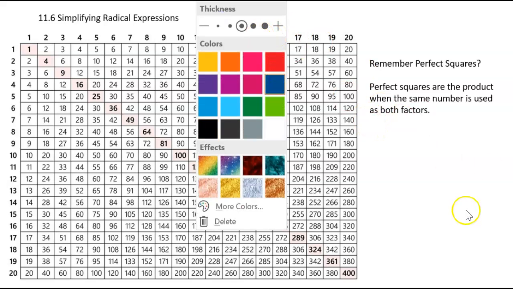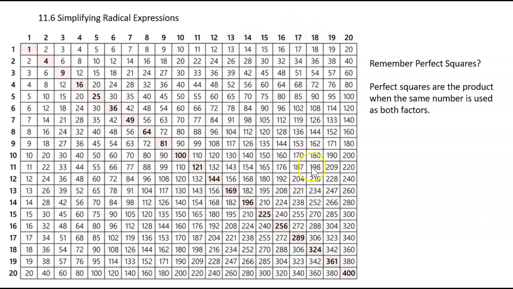What the heck? Right? 18 times 18 is 324. That's the perfect square. The perfect square is the product. The factors are the square roots.